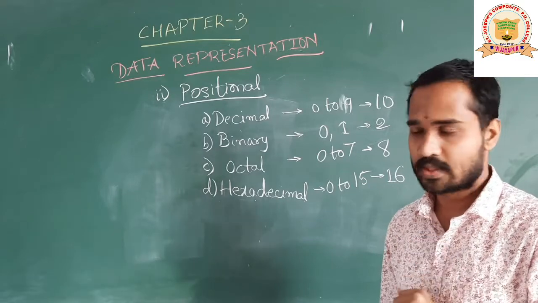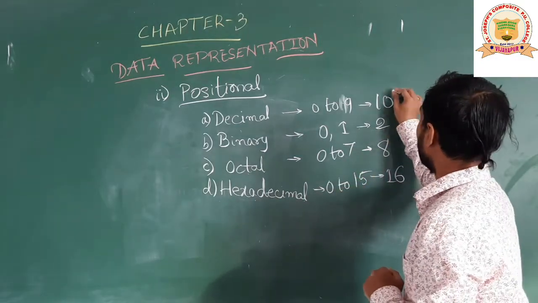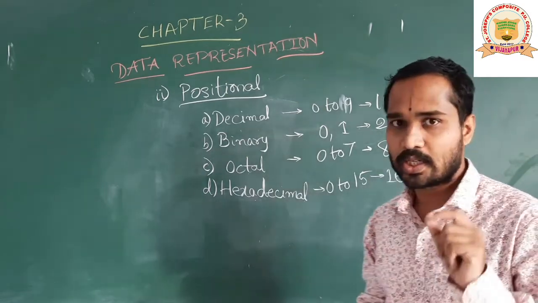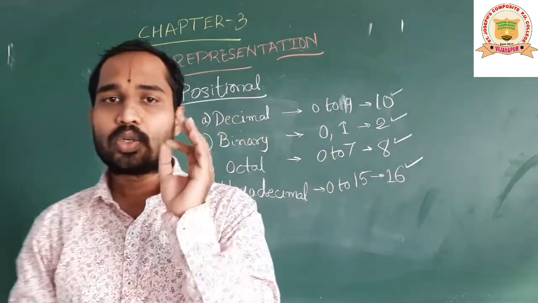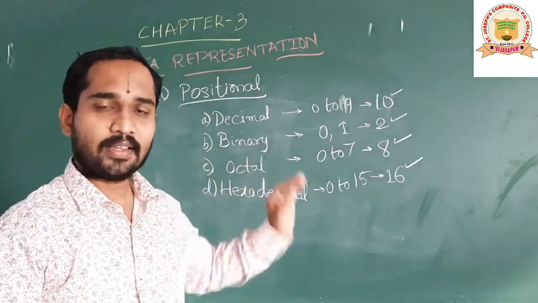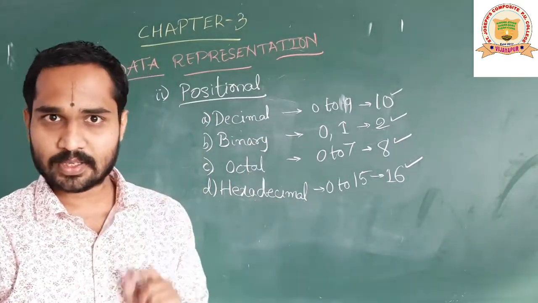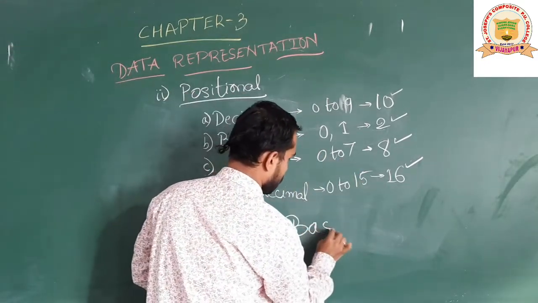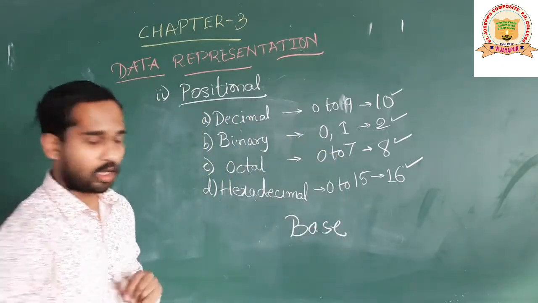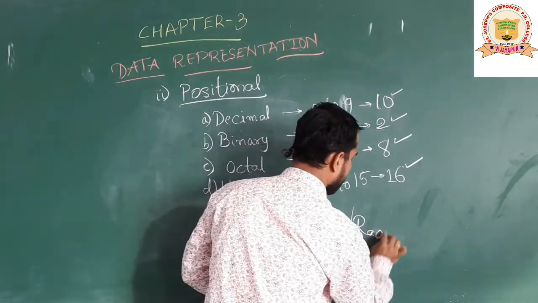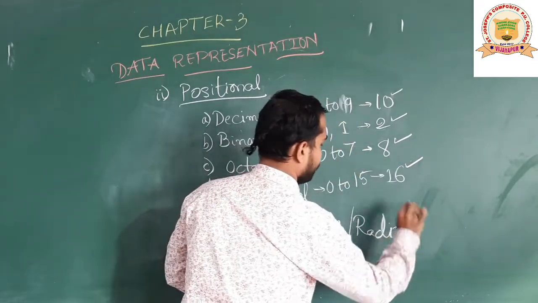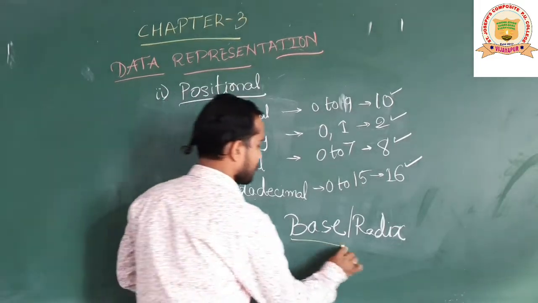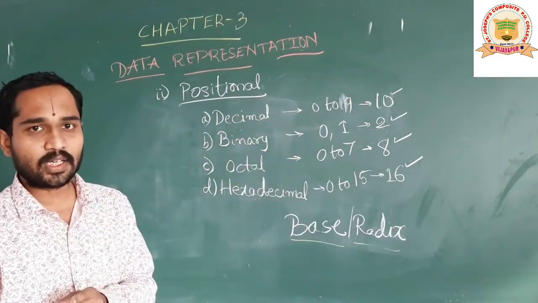Okay, try to understand this first. Now, what all are these 10, 2, 8, 16? What are these? These are the total number of digits in that specific number system, isn't it? And that is called as base, or there is another name, that is radix. Okay, base or radix. Now what is base or radix? How do you define it?